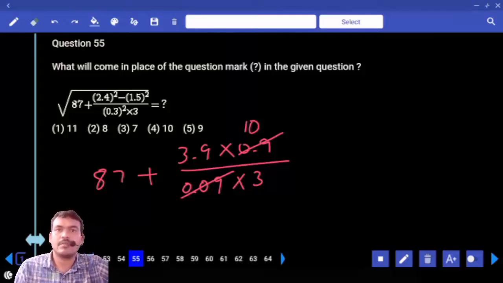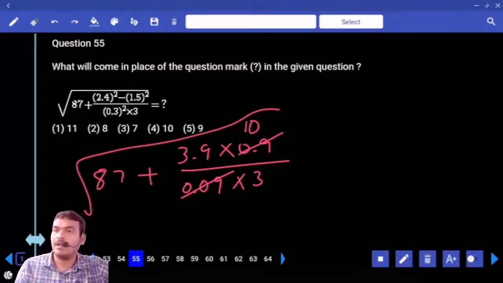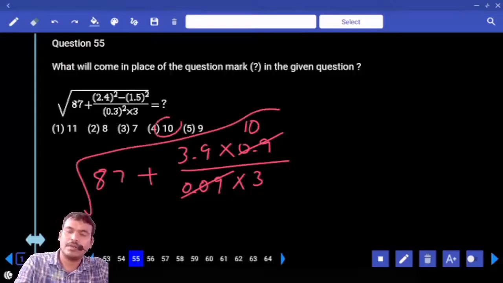10 times or not? Next 3.9 into 10, 39 or not? 3.9 into 10 means 39. 39 by 3, 13. 87 plus 13, 100 or not? Square root of 100, 10.